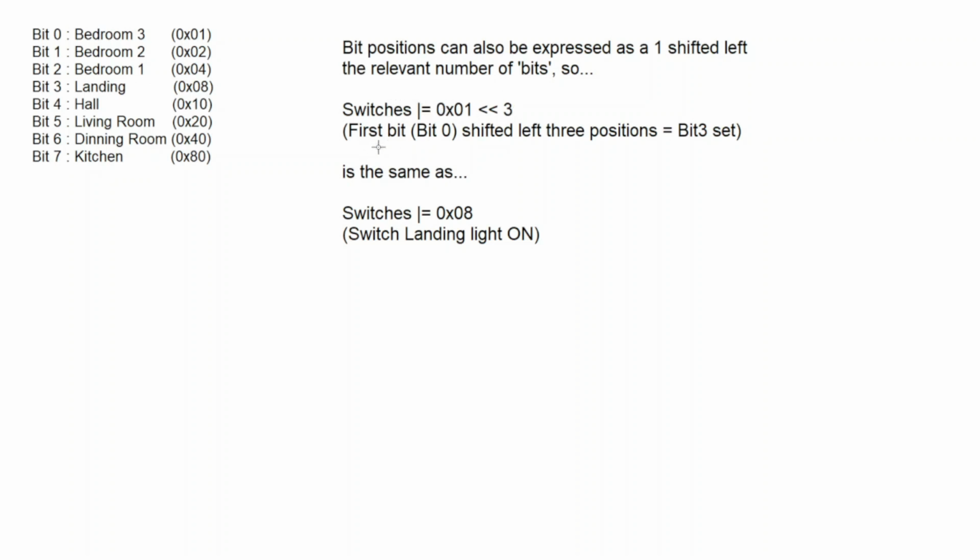So essentially what we're saying there is it's the same as saying switches OR equals the value of 8 in hex, which is 1 bit shifted 3 positions to here, which has the value of 8 in hex. So that's the same thing, and that's exactly the same thing as we were doing before when we say switches OR equals the landing light, which has the value here 08 in hex. So hopefully that gives you a bit of a clearer picture of what's going on in embedded software or C programming when you're doing low-level bit manipulations.